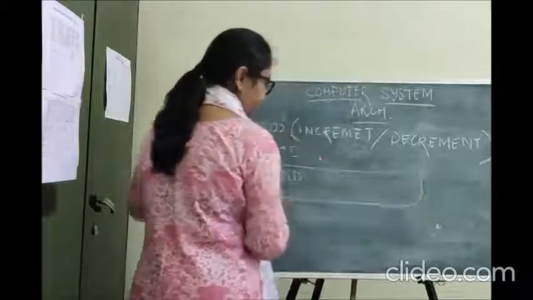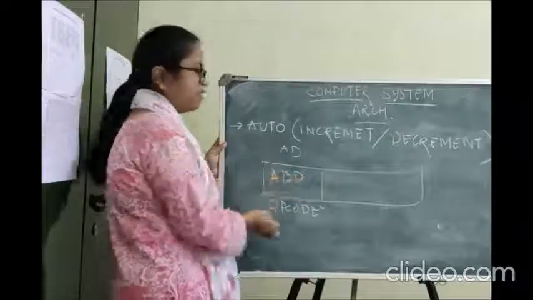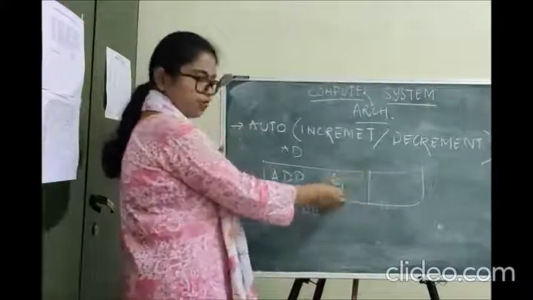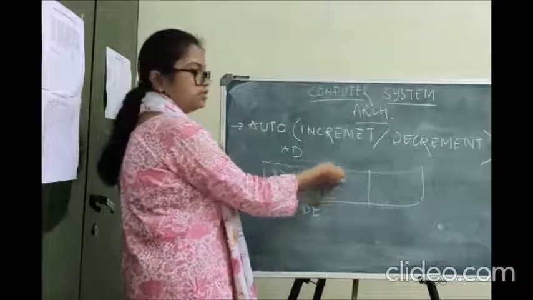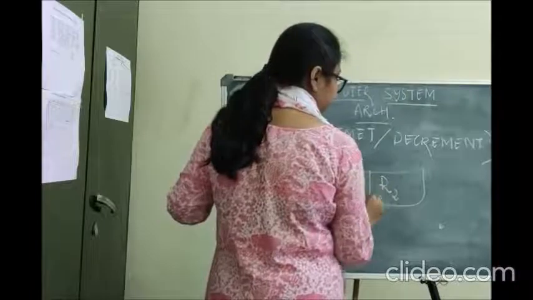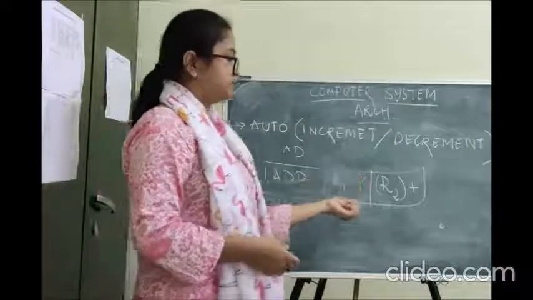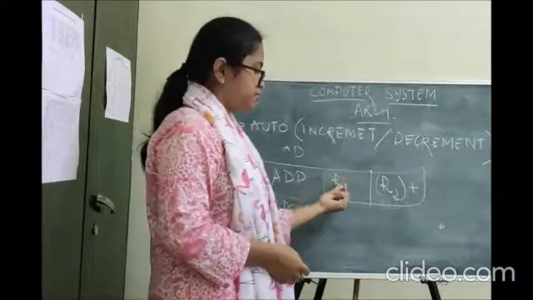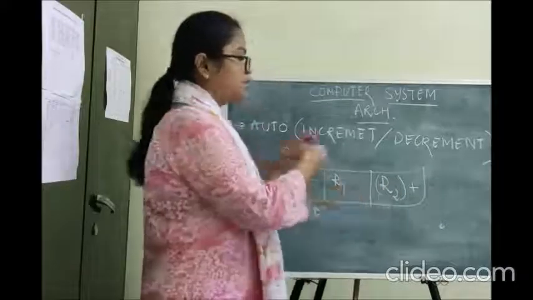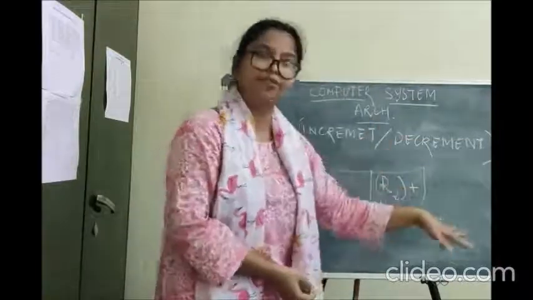Add is the opcode. Suppose the operation is add. We can specify one register, R1; this is the first operand we have to get from the register. The register contains the effective address, and here we will say R2 plus. That means we get the first operand using R1 and the second operand from R2. Once it is added, the content of R2 is automatically incremented.